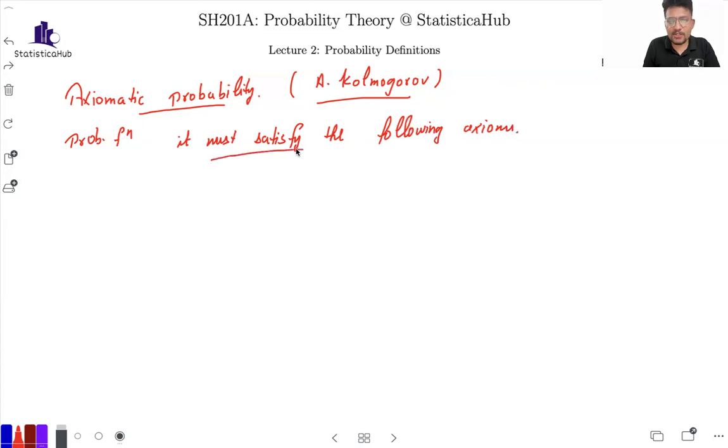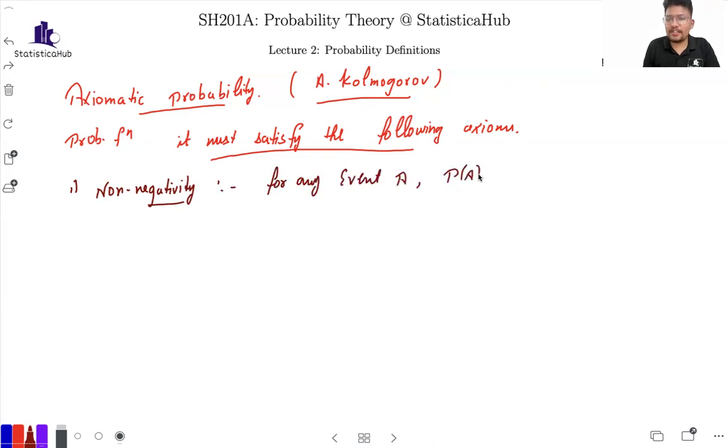Okay, and what were the axioms that he gave? So the first axiom that I'm going to write, that will be the non-negativity. What does that mean? So for any event A, the probability of that event can't be negative. Okay, so that means to say it must be greater than or equal to 0.